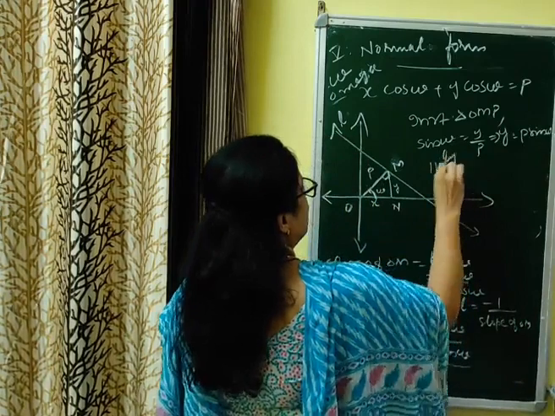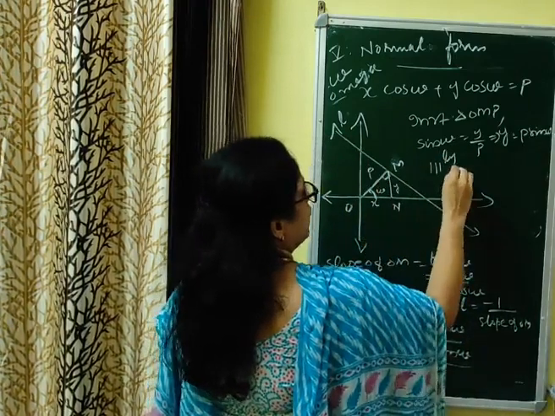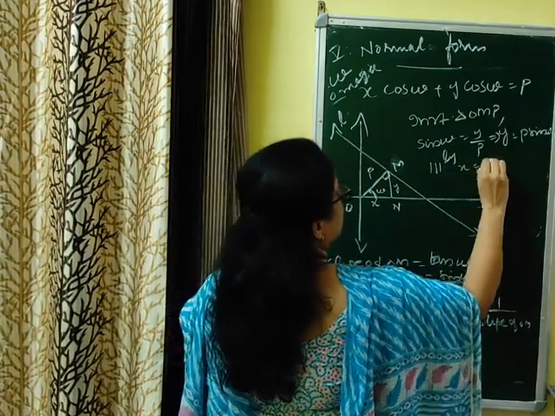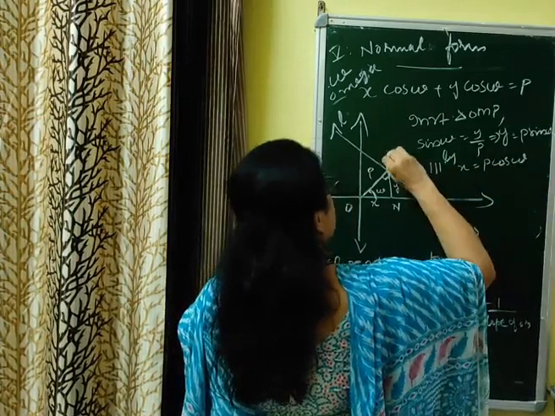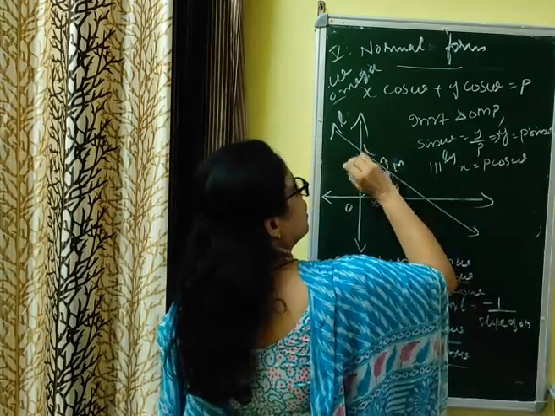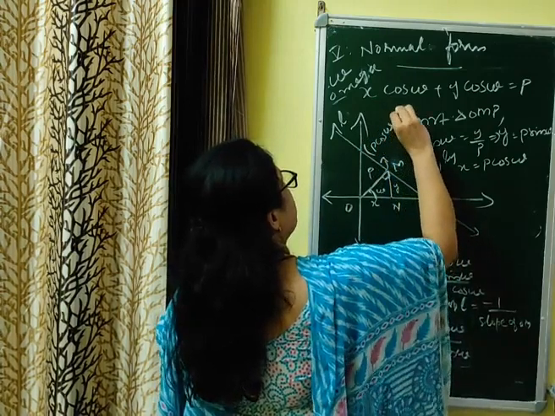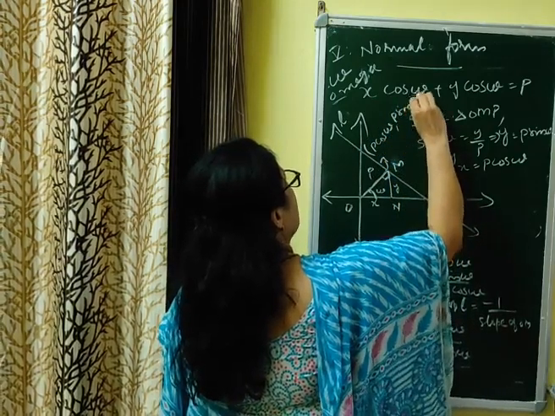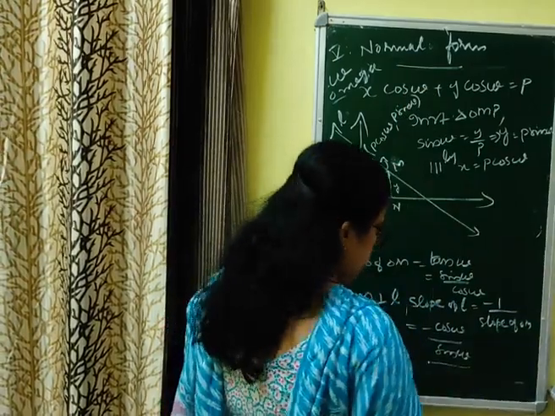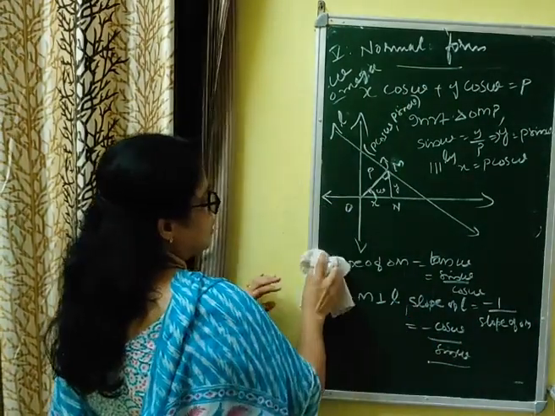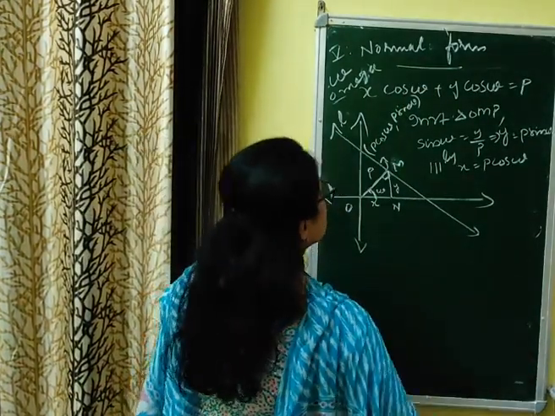Similarly, cos omega equal to x by p, therefore x equal to p cos omega. That means the coordinate of M is p cos omega and p sin omega. इसको जरा आप पॉज करके देखिए क्योंकि इतना सारा इसमें हो गया, फिगर को हटा नहीं सकते इसलिए बार बार लिख रही हूँ. That is this one.